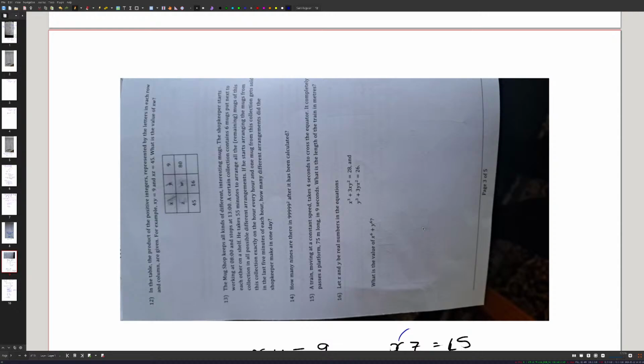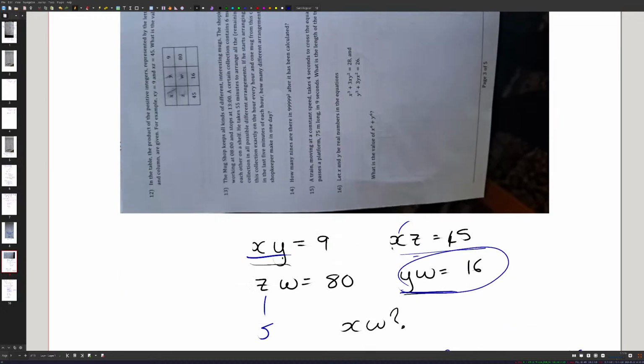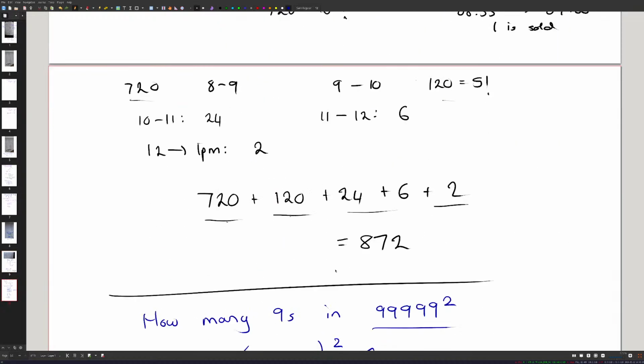A train moving at a constant speed takes 4 seconds to cross the equator. That's either a small train or a fast train. It completely passes a platform 75 meters long in 9 seconds. So that's a slow train. What is the length of the train in meters?